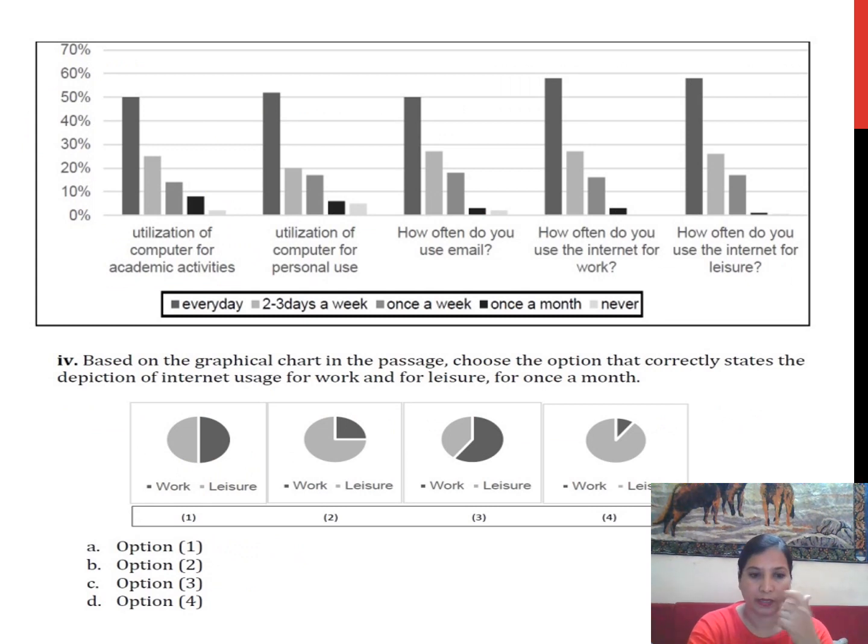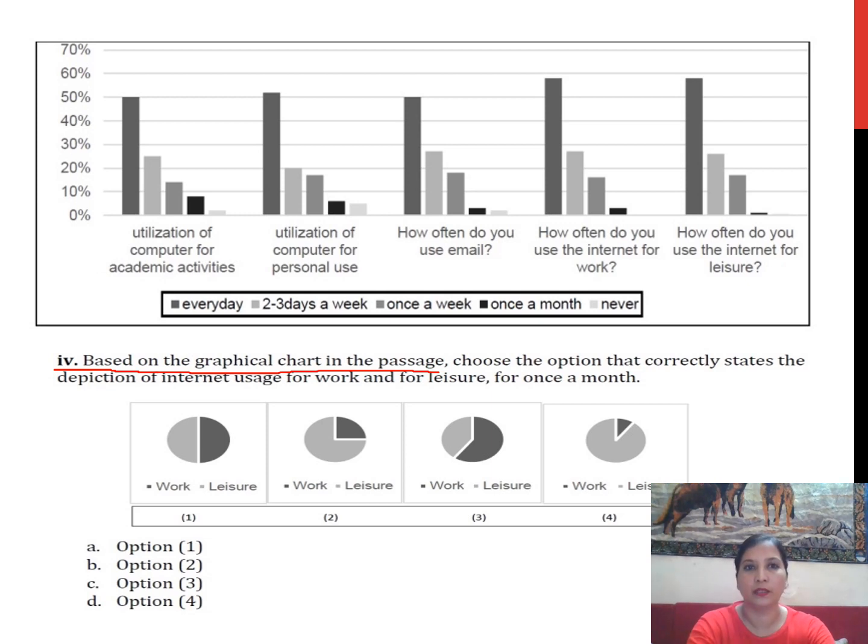And I'm taking up the second question also so that it is more clear to you. So the next question is that based on the graphical chart in the passage, choose the option that correctly states the depiction of internet usage for work and for leisure for once a month. Now the question is demanding that we have to tell about the usage of internet for work and for leisure, and that too for once a month. Now we'll focus our attention on these two keywords. The first one is for work and the second for leisure.